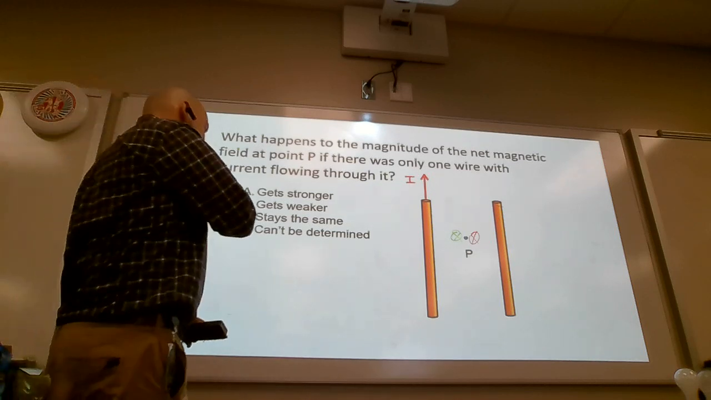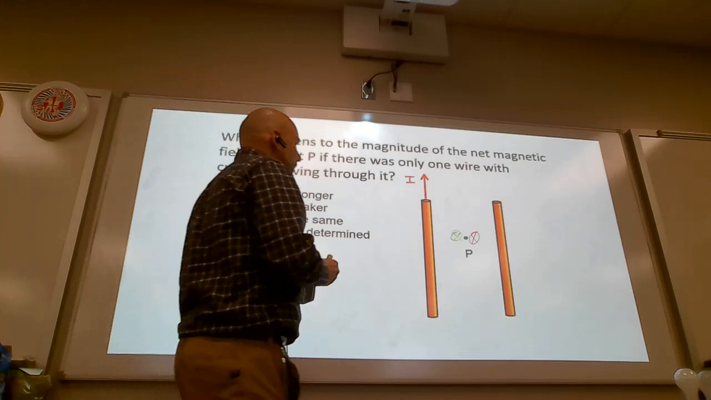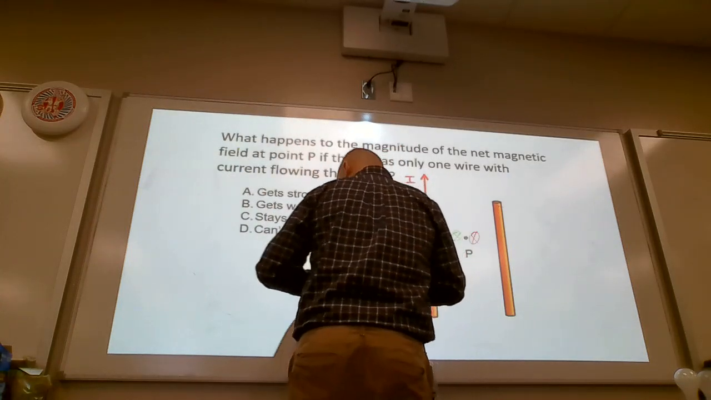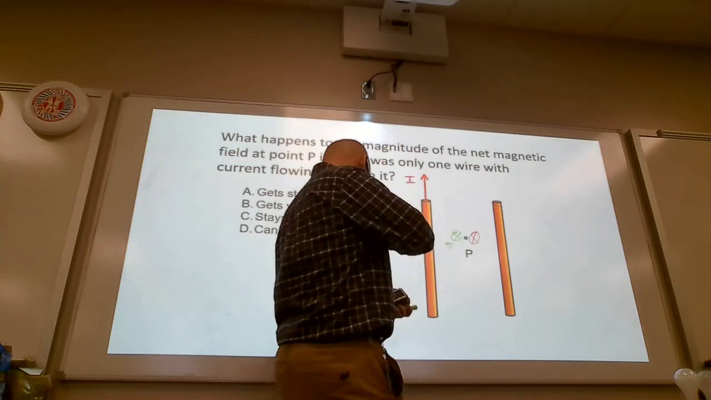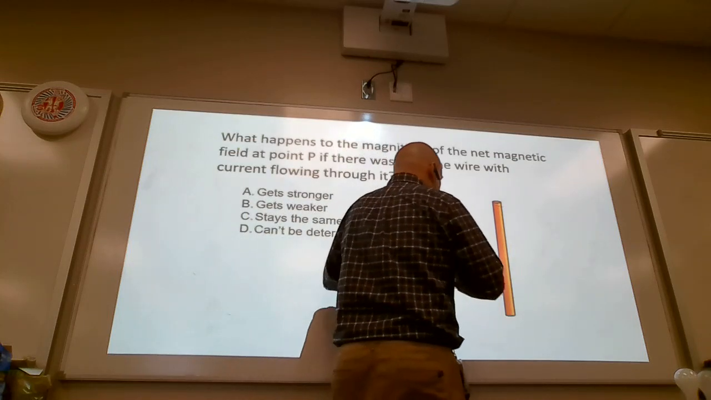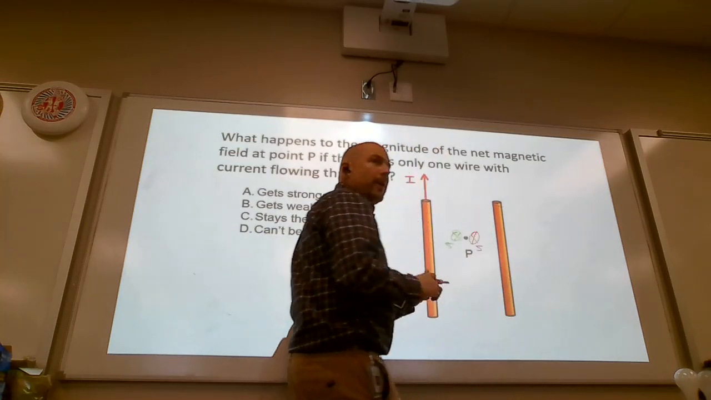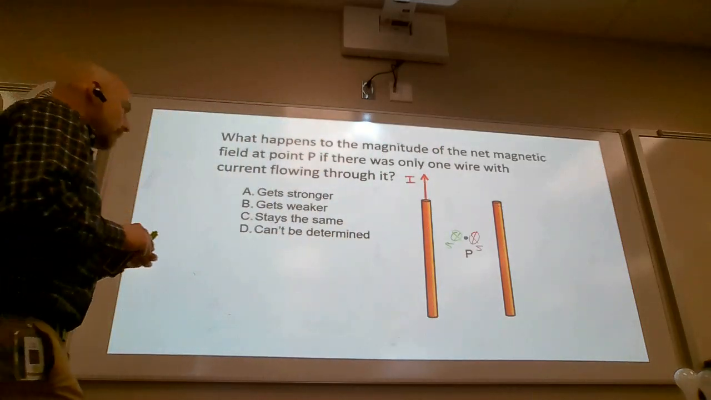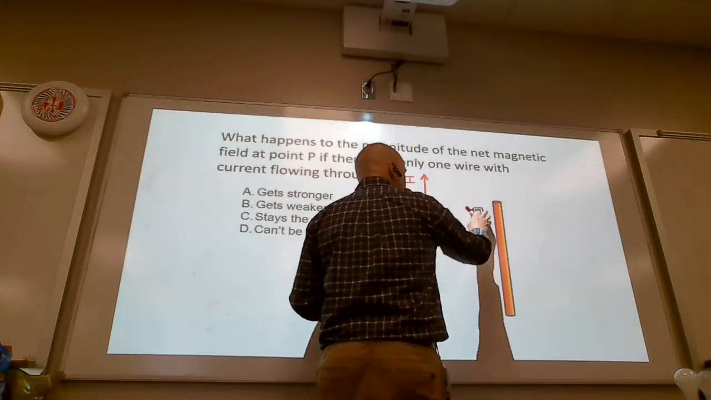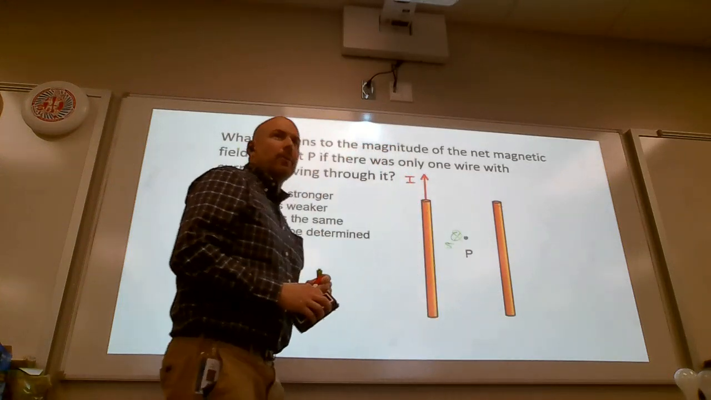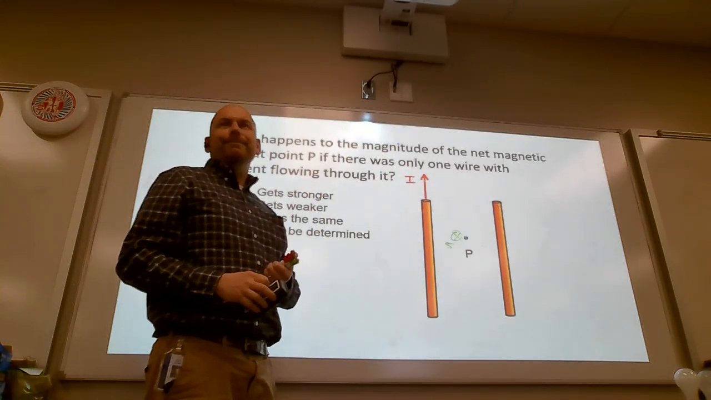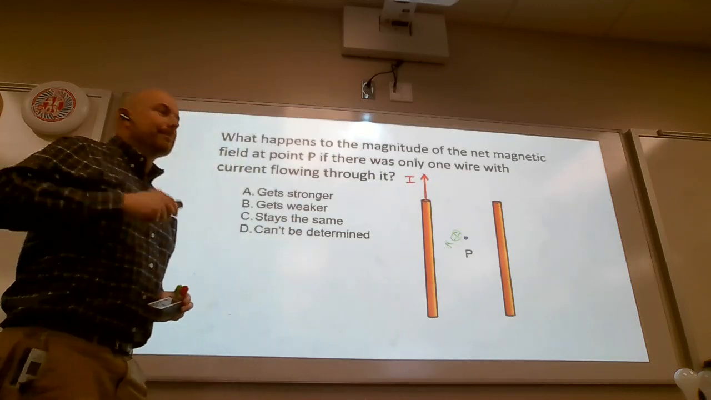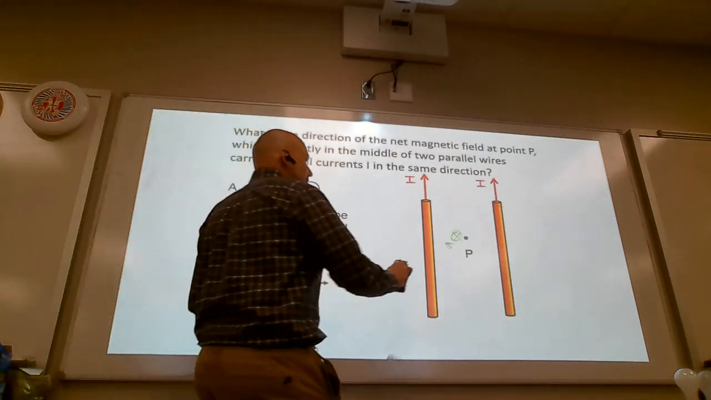Okay, let's give some numbers here. Let's say there's 5 going in from that wire and 5 going in from that wire, the net field would be 10. You take one of those away, and it's now 5. Good? Okay.